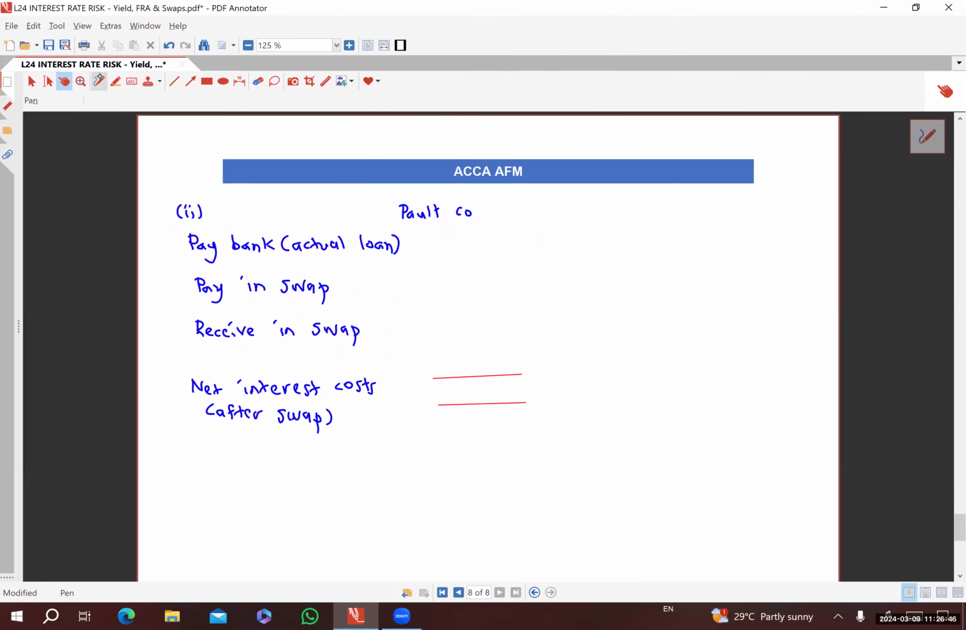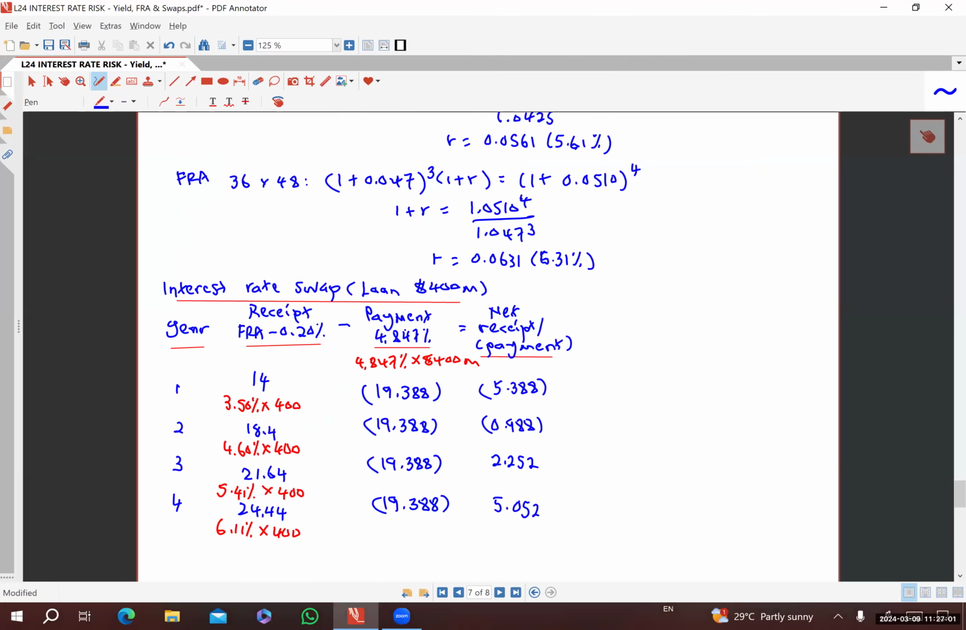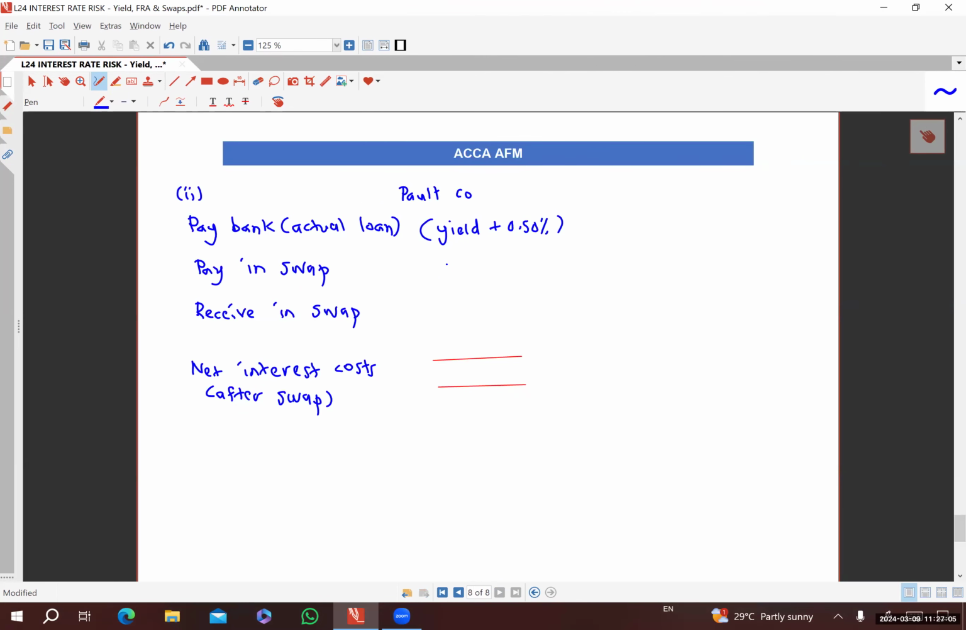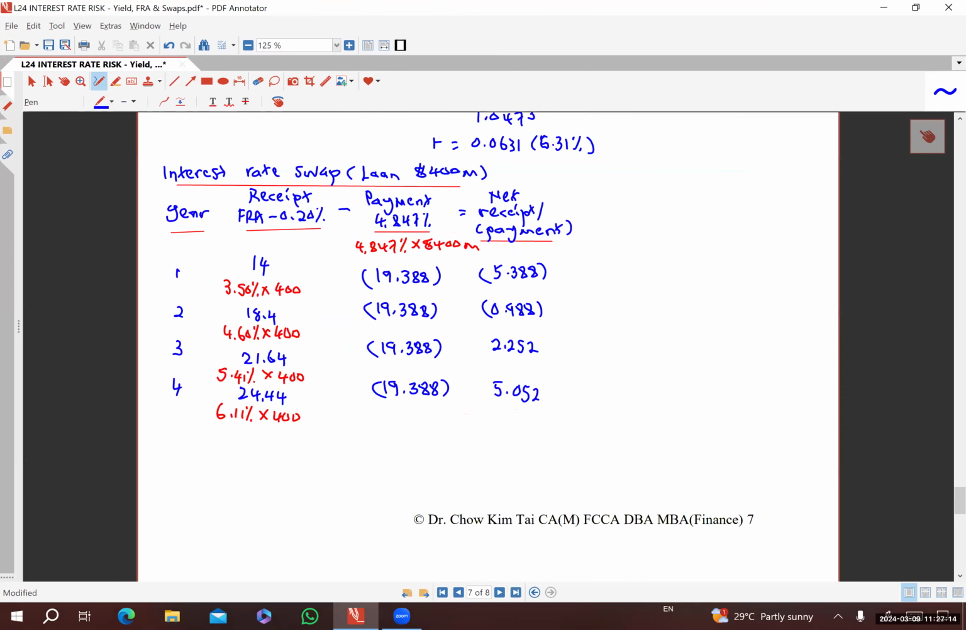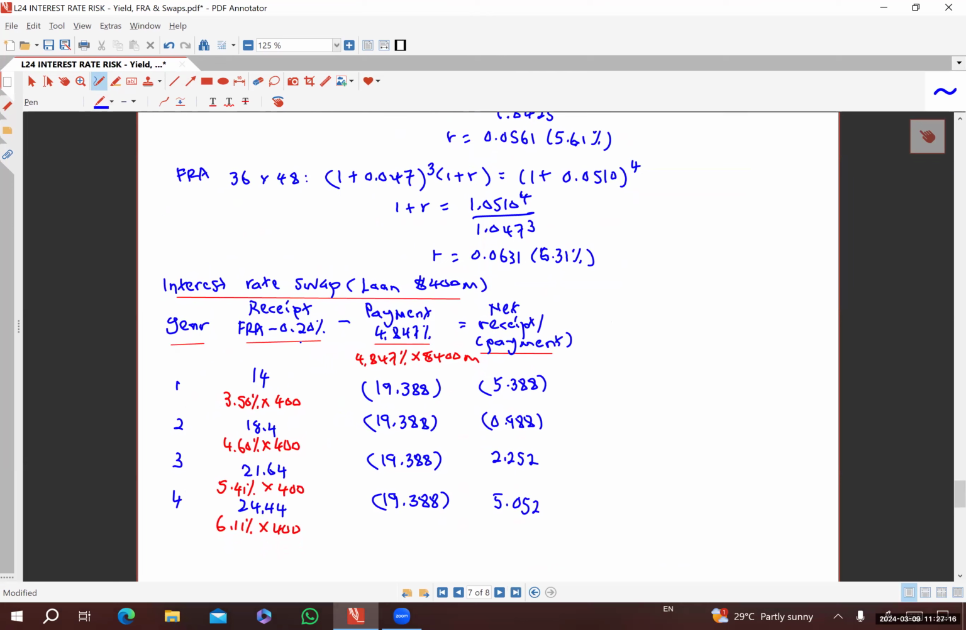The actual loan from the bank is floating rate based on the yield curve or the base rate or IBOR plus 0.5%. This is payment. In the swap, Port pays fixed rate 4.847%. So Port will pay fixed rate to the bank. This is payment. And Port will receive from the bank FRA minus 0.2.